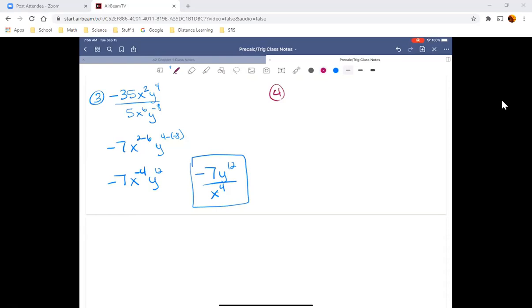Let's go with 4x squared divided by y. And I'm going to throw all of that in parentheses. And I'm going to raise the whole entire thing to the -3rd degree.